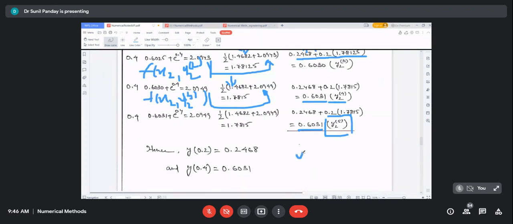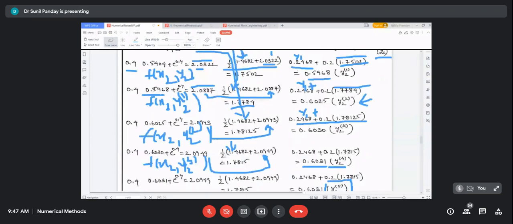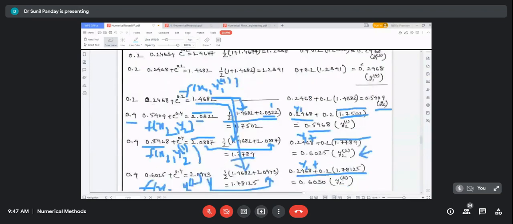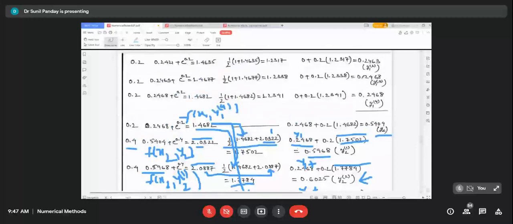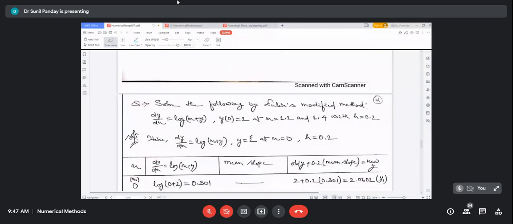And y2, you know, is actually y of x2, and that is actually y of 0.4. So this is the y at 0.4, and this is y at 0.1, 0.2, and this is the value when we have this one fourth updated, because these two are same. So this is the way we apply our Euler's modified method.